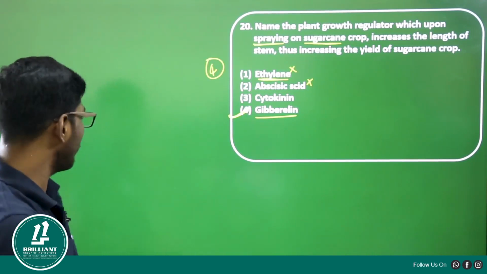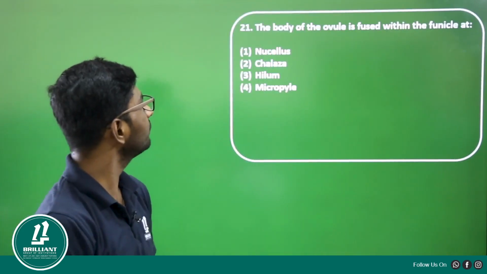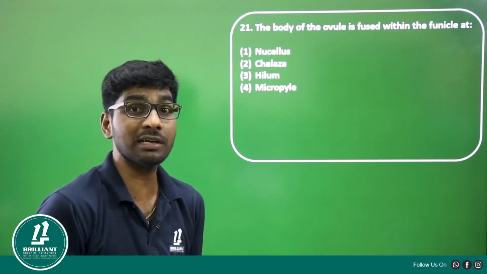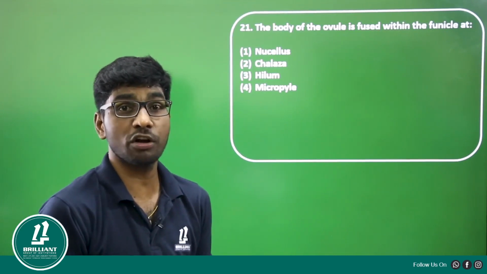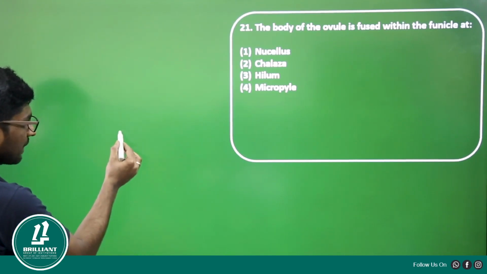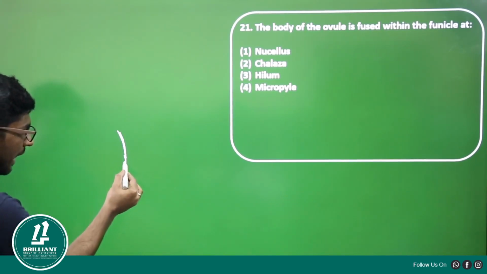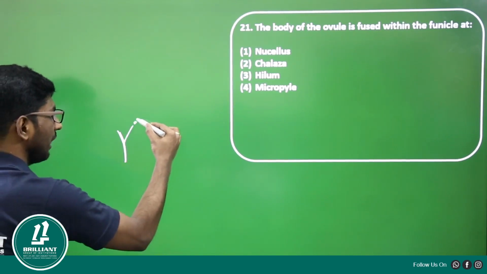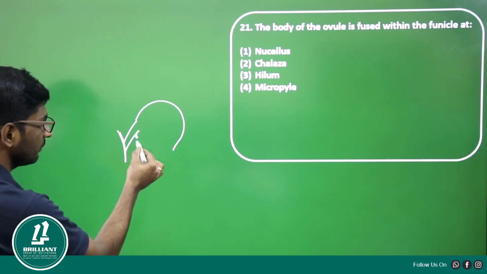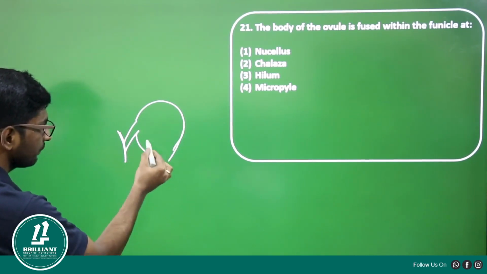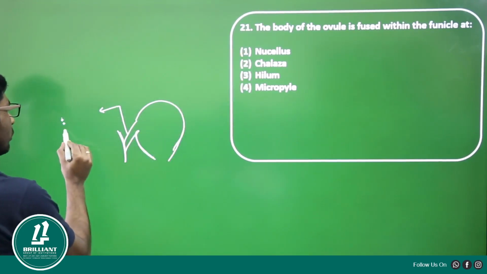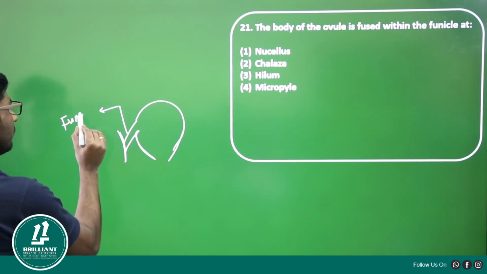Look at question number 21. The body of the ovule is fused with the funicle at. They're asking about the structure of the ovule. Look at here. Let me draw this structure. This is a placenta where the ovule is going to attach and it has a funicle. This structure is called an anatropous ovule that I am drawing. So look at here. This is the body, right? This structure is known as the funicle, right?